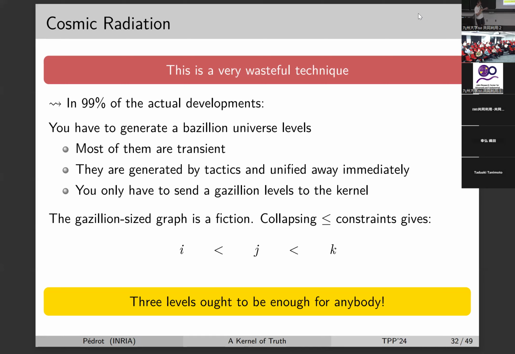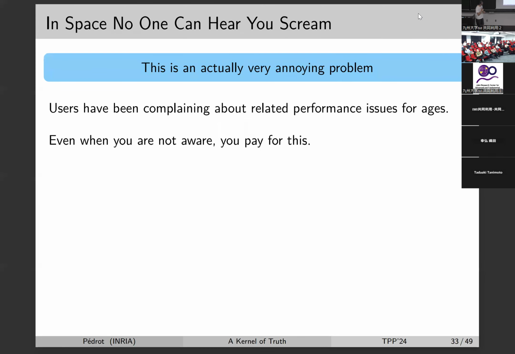So you should be able to do everything, but it's all a fiction. In practice, you only want to have 3 universes, but since you don't know exactly when you create them, you don't know exactly at which level they will live. You can't use the free level thing with the numerals. But in practice, you could collapse them. So that's very bad for efficiency. People have been complaining about this for the kernel a real lot.